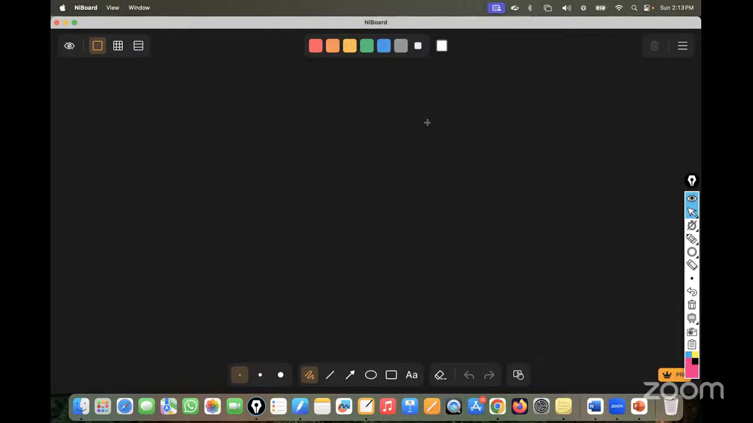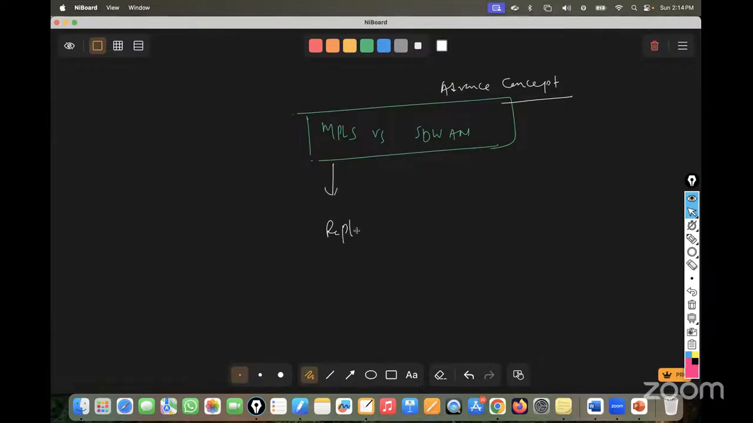Sir, good afternoon. I'm Subodh, sir. Actually, I don't know whether this concept is right or wrong, but everyone told me that SD-WAN is the modern, advanced concept that replaces MPLS. So is it true or not? Okay, so there is a question: MPLS versus SD-WAN. SD-WAN is an advanced concept, but is it going to replace MPLS or not, right?